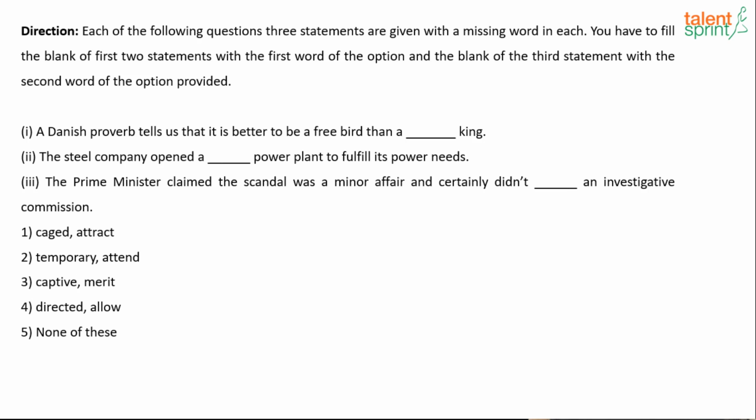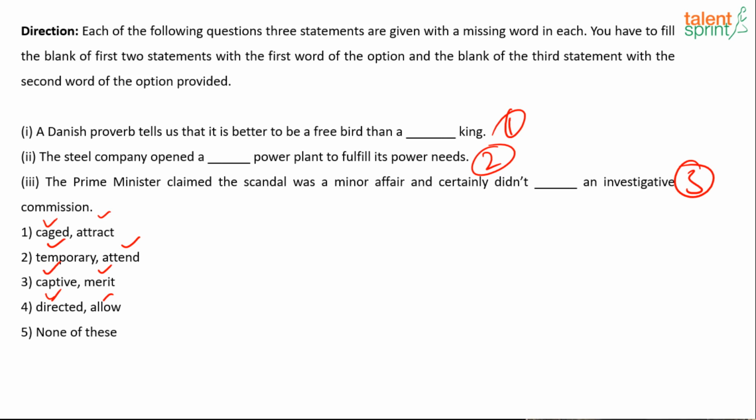Each of the following questions has 3 statements given with a missing word in each. You have to fill the blanks of the first 2 statements with the first word of the option, and the blank of the third statement with the second word of the option provided. All right, so this is what you have to do. So for the first 2 you have to fill in with any of these options, and the third one you have to fill in with any of these options. All right, so let's see.